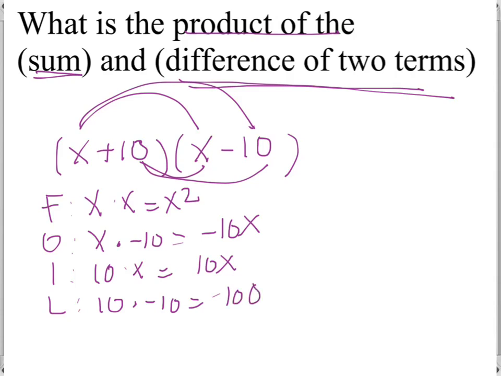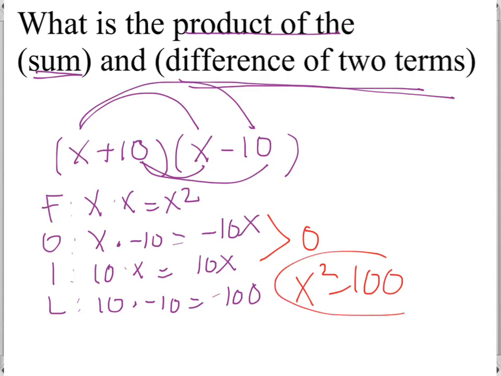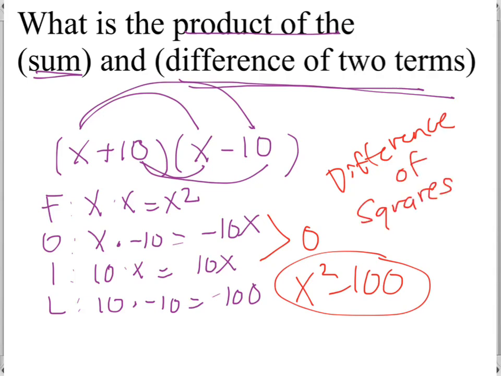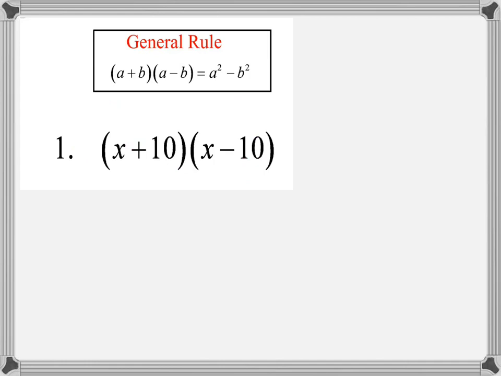Now when we start adding these together, you're going to see that these two cancel, they get 0. So what we have here is x squared minus 100, and you will recall that we called this the difference of squares. Okay, so the product of the sum and difference of two terms is the difference of squares. That's how they relate to each other.